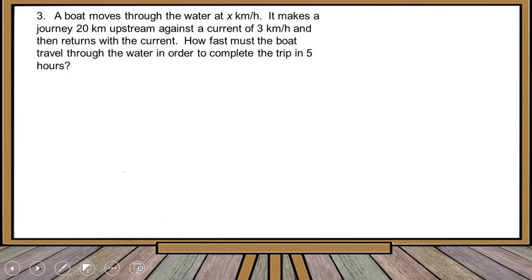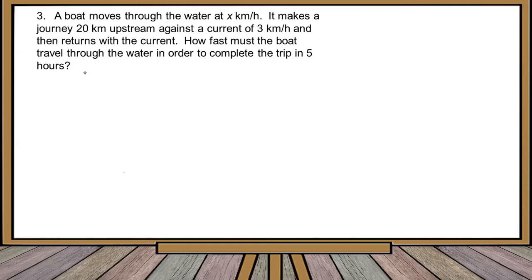Okay, the question says a boat moves through the water at x kilometer per hour. Okay, it is given as x. It makes a journey of 20 kilometers upstream against a current of 3 kilometer per hour and returns with the current. How much fast the boat must travel through the water in order to complete the trip in 5 hours? So that means entire time taken is given as 5 hours, and the speed of the boat we have taken as x, and speed of the stream, that is speed of the current, is given as 3 kilometers.